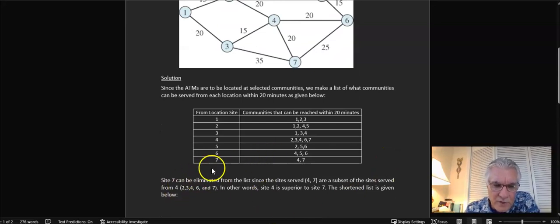The next thing we do is eliminate site 7, because 4 and 7 is basically redundant with site 4, which is 2, 3, 4, 6, 7. So you would never do 4 and 7 both, because 7 doesn't add any value to you, because 4 and 7 is a subset of 2, 3, 4, 6, and 7. So you eliminate number 7 right off the bat.